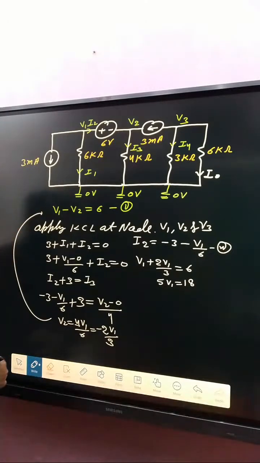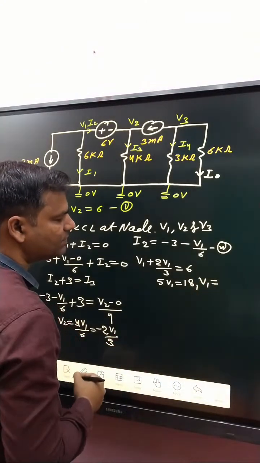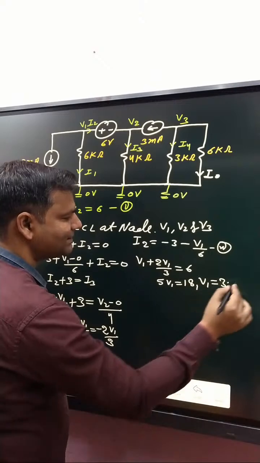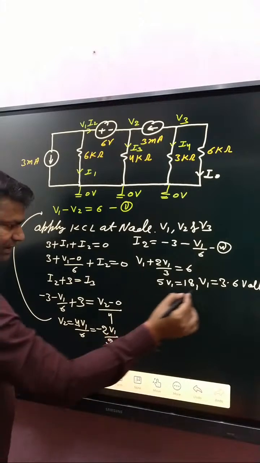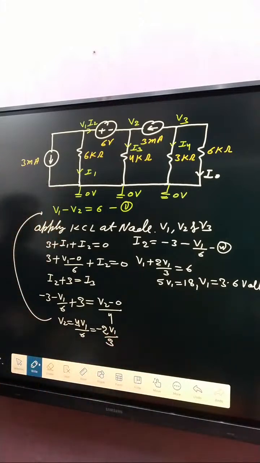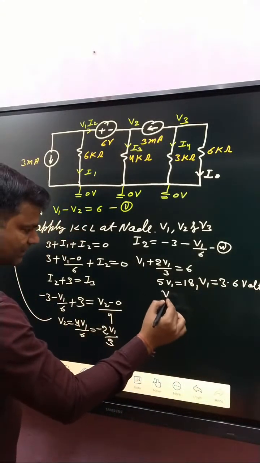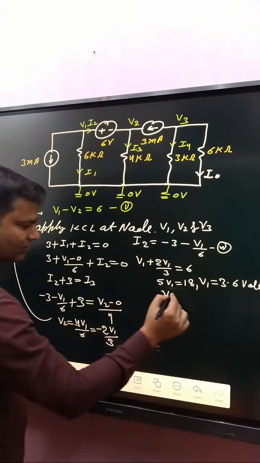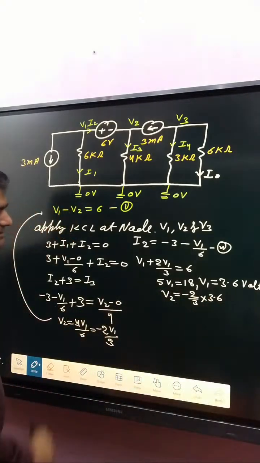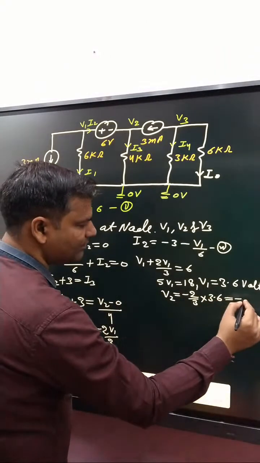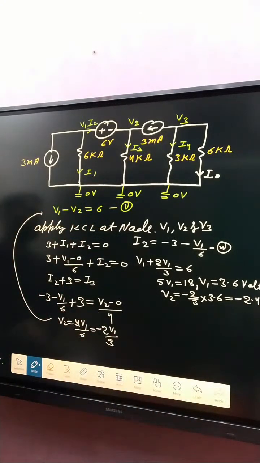3 plus 2, that is 5V1, this is equal to 18. So what about V1? V1 is 3.6 volt. Okay. If that value put here, then we got how much? Minus 2 by 3 into 3.6, minus 2.4 volt. Okay. V2 is how much? Minus 2.4 volt.